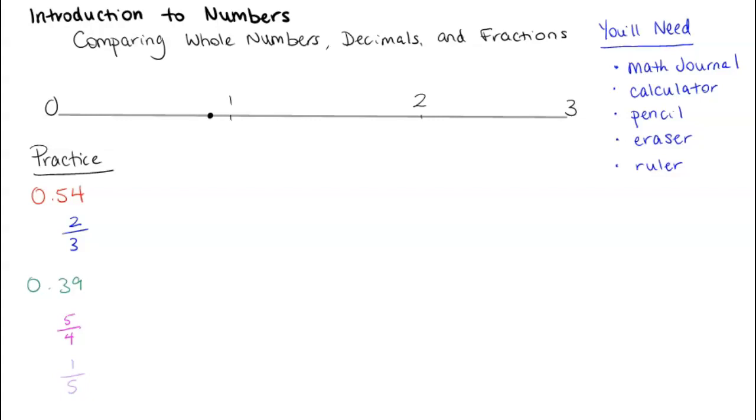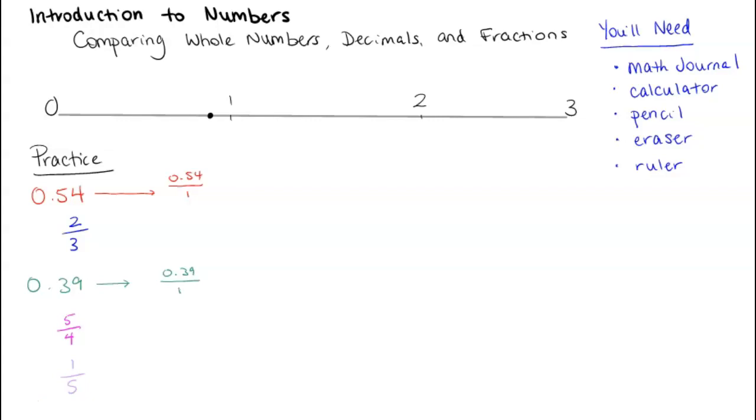Pause the video here until you've done that. So for this case, we have 2 numbers that already have a denominator of 1. We have 0.54, that's a decimal. So we would just put 0.54 over 1. And then we have 0.39. We can just put that over 1. So we can put those on our number line.